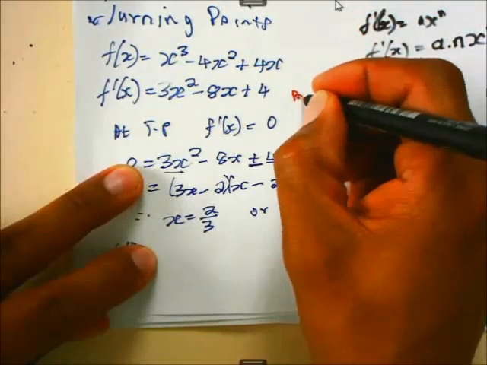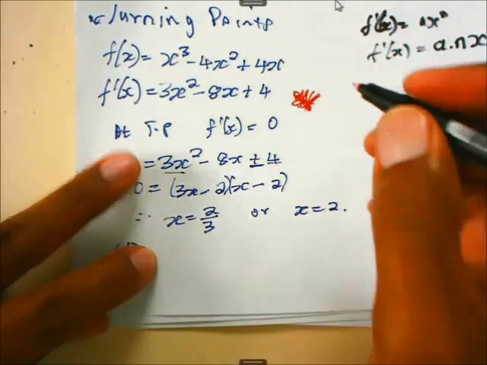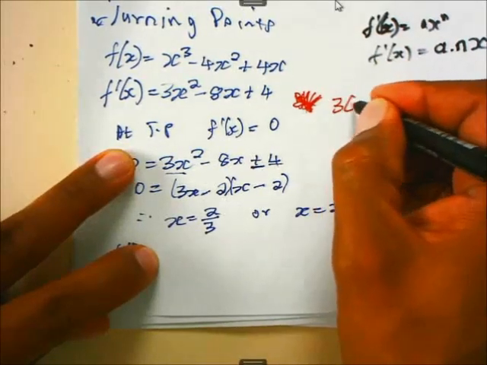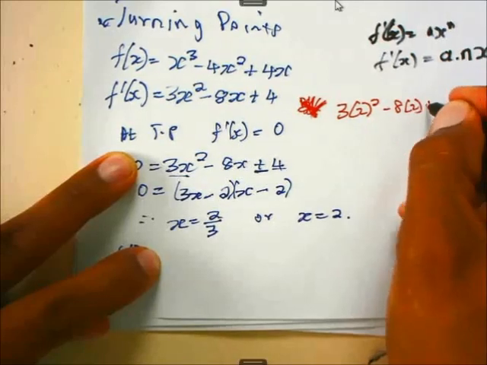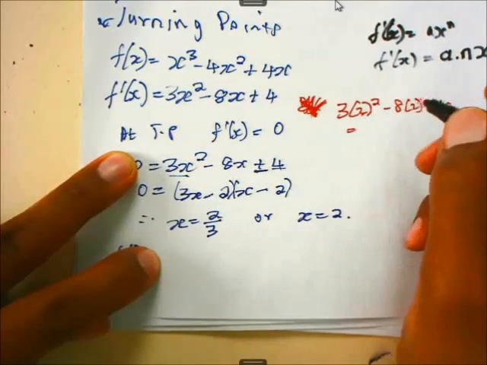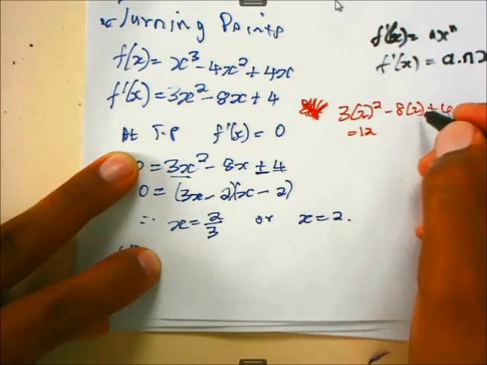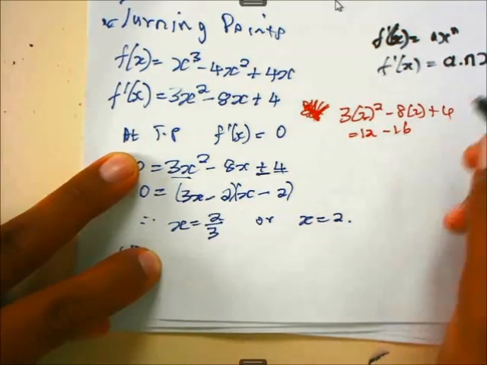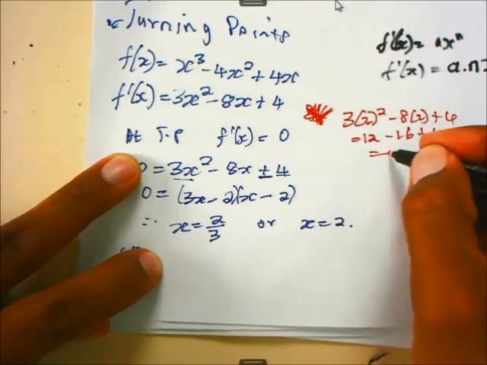Okay, let me show you something here. It's not acceptable, this thing that is going to happen here. Look, if we take 3 multiplied by 2, all squared, minus 8 times 2, and then plus 4. That will be 4 times 3, I think, is 12. And then 8 times 2 is a minus 16 there. And then plus 4. 4 plus 12 is 16. 16 minus 16 is 0.